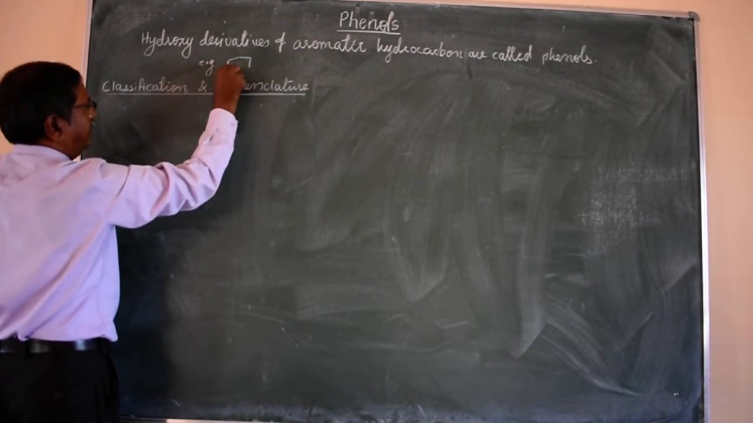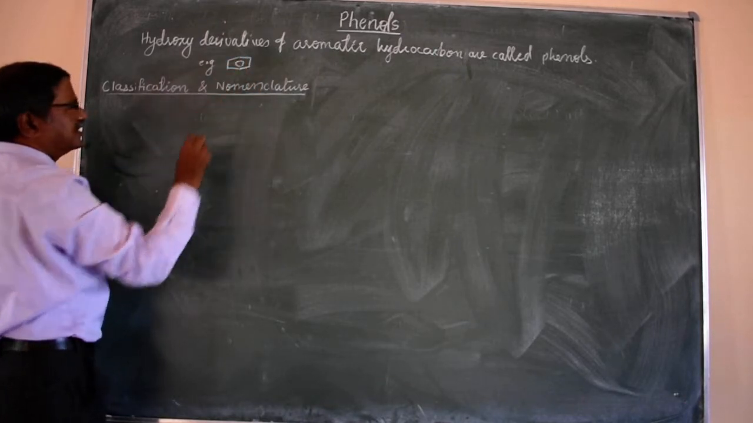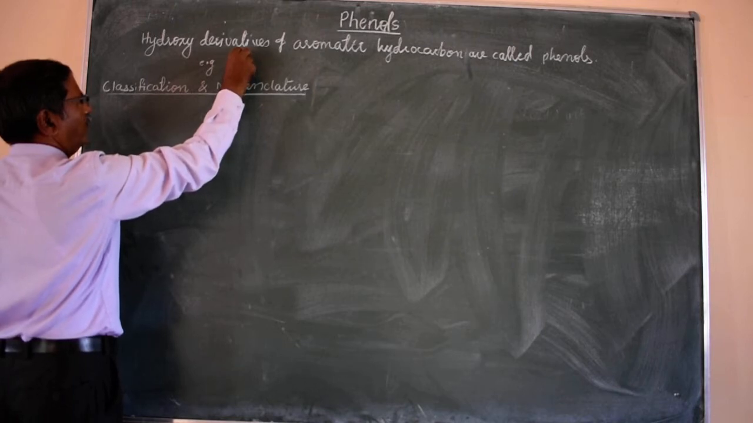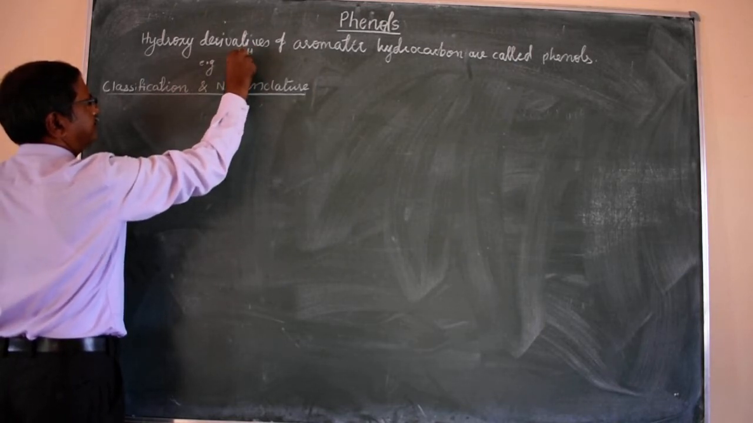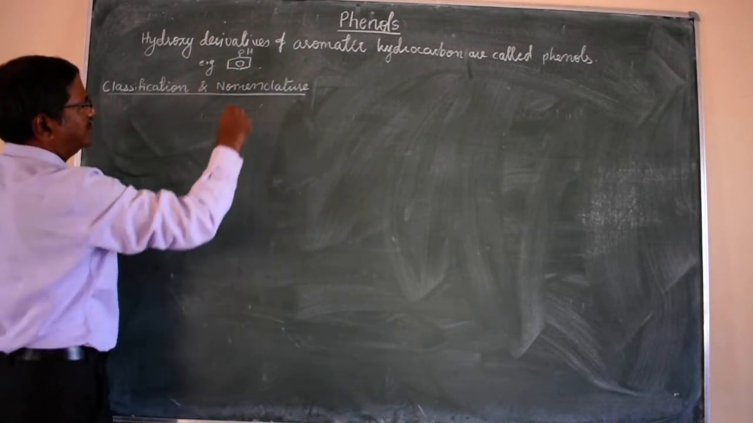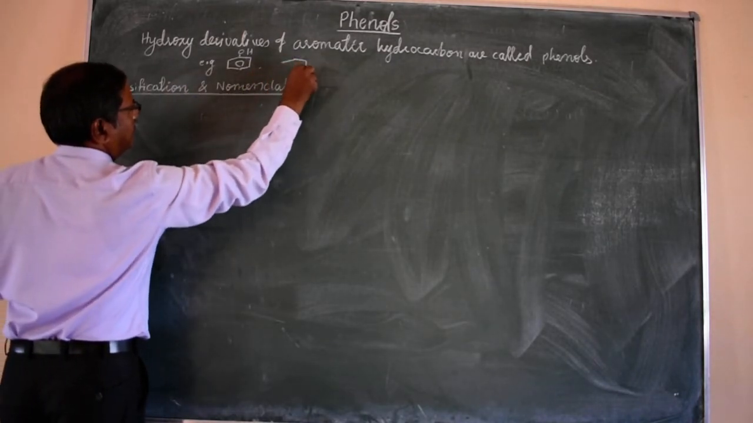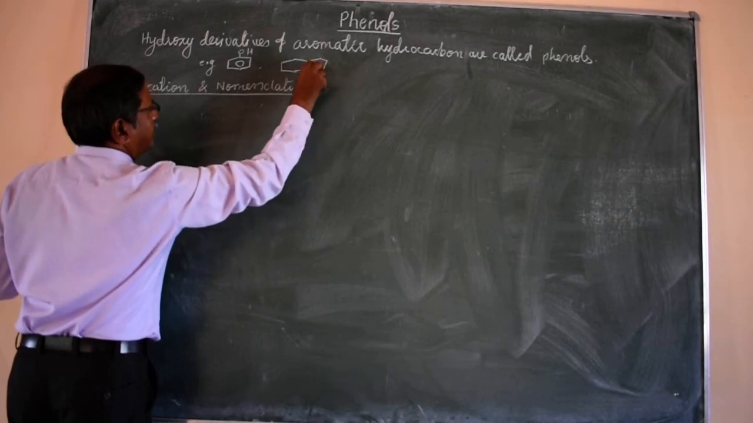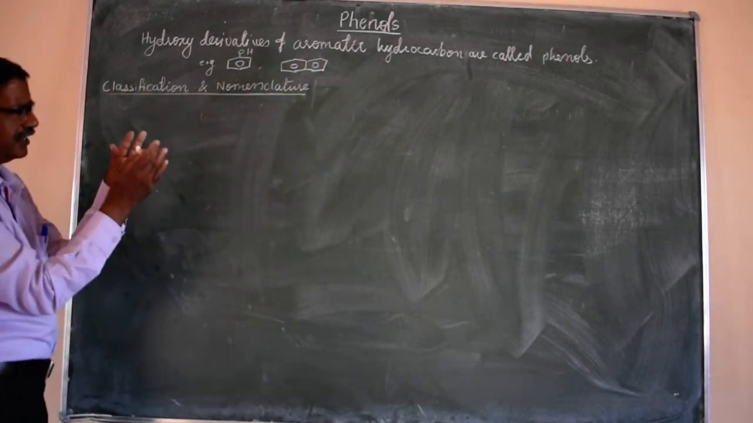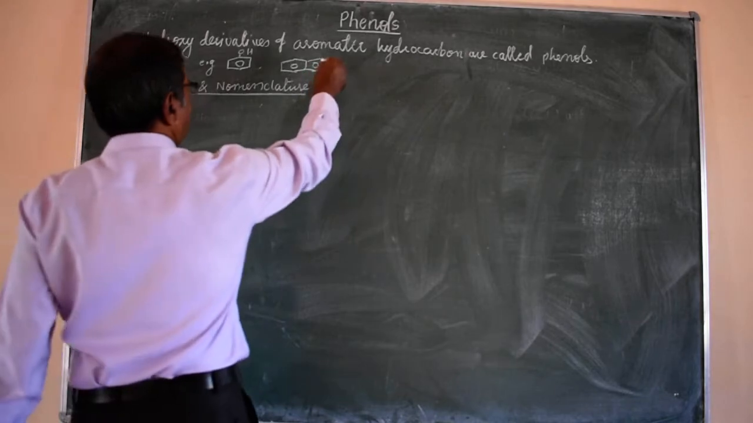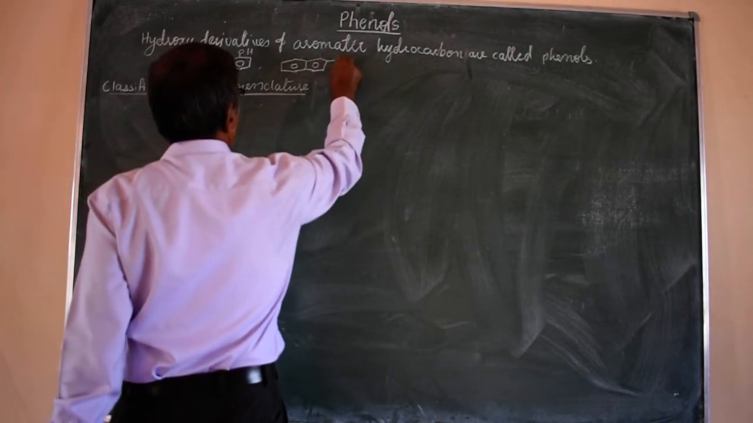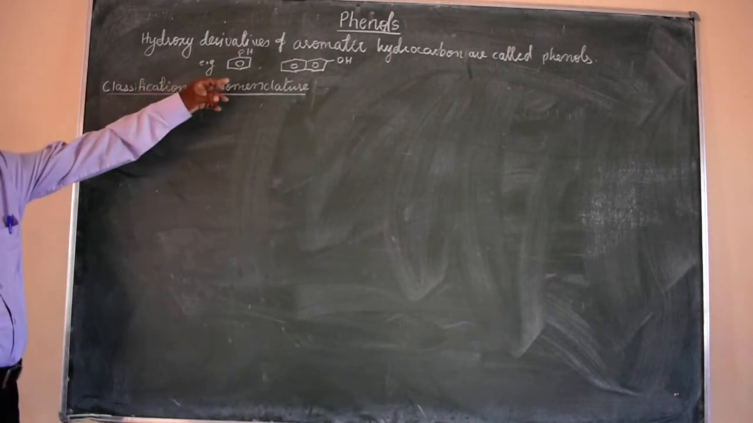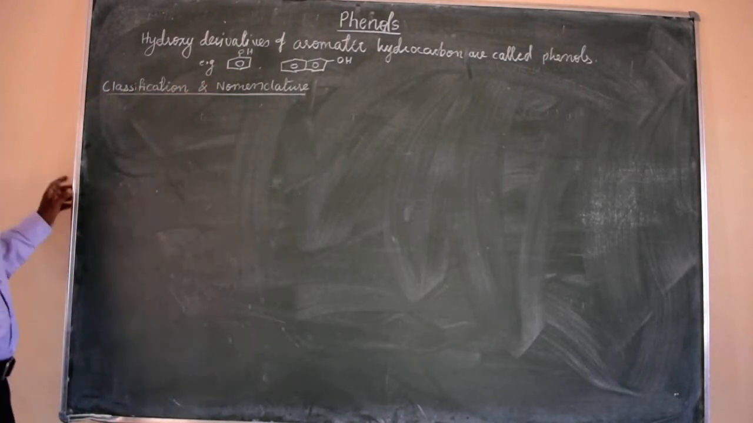So here, one hydrogen of benzene, C6H6, is replaced by OH. We can also write one more example. We know naphthalene is also aromatic. Two benzene rings are fused, and one hydrogen is replaced by OH. These are hydroxy derivatives of aromatic hydrocarbons.